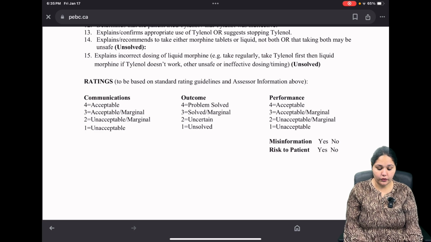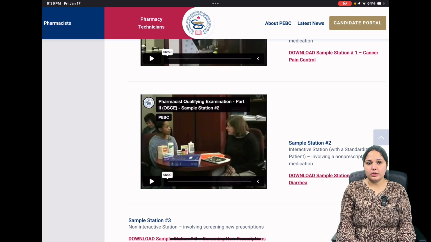There is 1 rating for the outcome. There is 1 rating for the performance as well. In case you are giving misinformation, there is a proper column for the same. Again, there is a specific column for risk to the patient. If you are putting the patient at risk, maybe the whole case is going to be unsolved, or you can fail that case. So make sure you do not put the patient at risk. So that was the case.